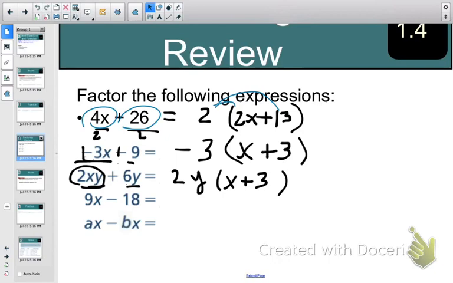Alright, 9x minus 18. 9 goes into both of these, so I'm going to pull 9 out. That leaves us with x here, minus 2, because 2 times 9 is 18.